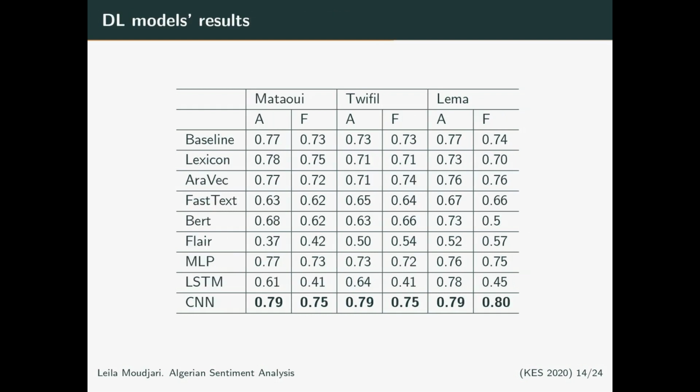The deep learning models gave the best results, outperforming the baseline and the lexicon-based approaches. The best results were obtained using dialect-specific embeddings as part of the CNN classification learning process. However, the dialect-agnostic pre-trained models, such as AraVec and fastText, gave lower results, especially the Flair contextual character embedding.